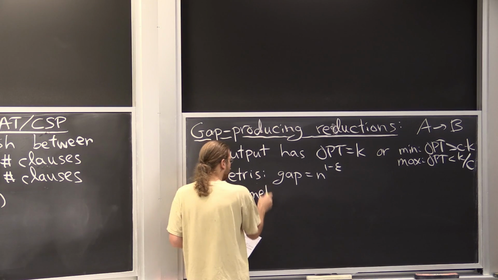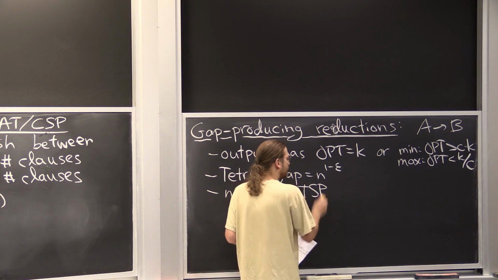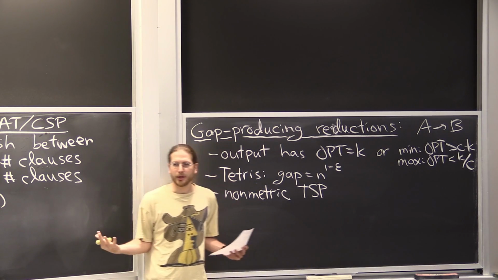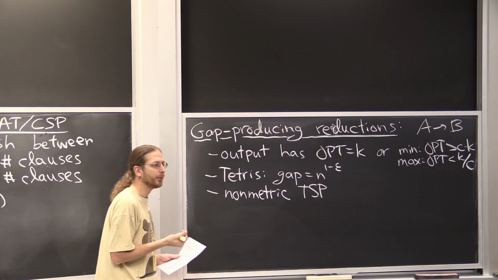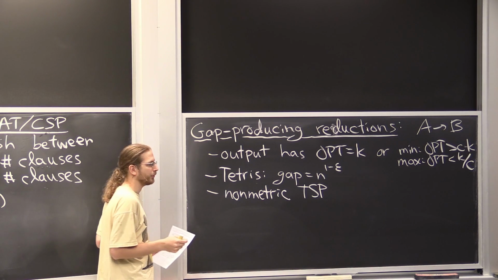Another problem we talked about last class, I believe, was non-metric TSP. I just give you a complete graph. Every edge has some number on it that's the length of that edge. You want to find a TSP tour of minimum total length.